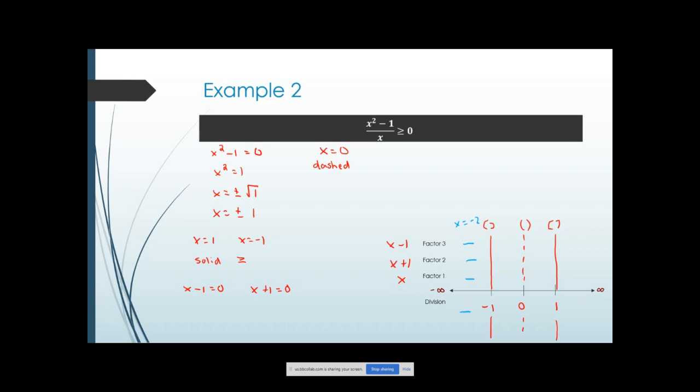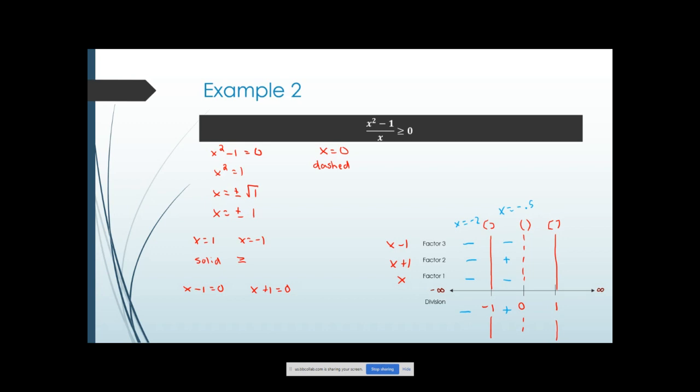So now I need to pick a number between -1 and 0. In this case, I have to pick a decimal. Let's do -0.5, which is probably the easiest one. So -0.5 minus 1 is still going to be negative. -0.5 plus 1 is a positive 0.5, so now that's positive. And then x is negative, so that's negative. 2 negatives make a positive, so we're going to have a positive, because it's an even number of negative signs.